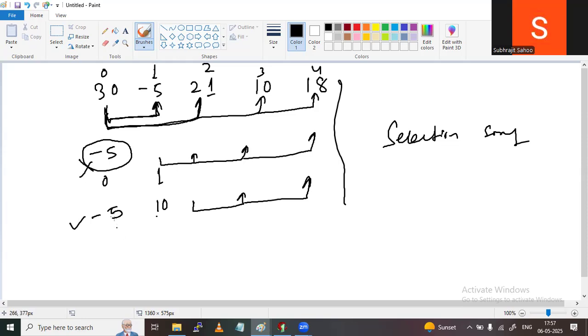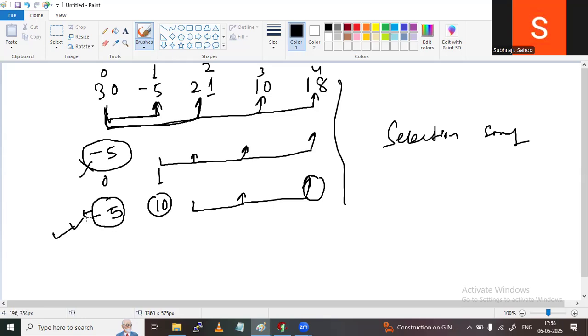One important point in the selection sort, remember: the least element or minimum value always comes to the beginning, then the second minimum, and the next largest number, the biggest number, will come at the end. So in the selection sort, we are positioning the least element at the beginning. This is the selection sort concept.